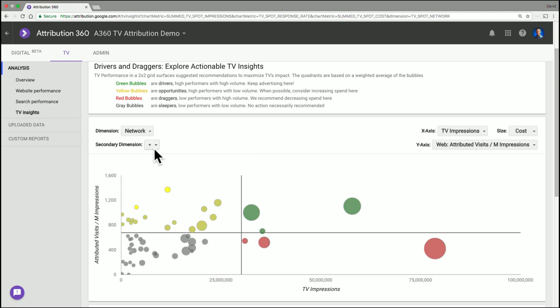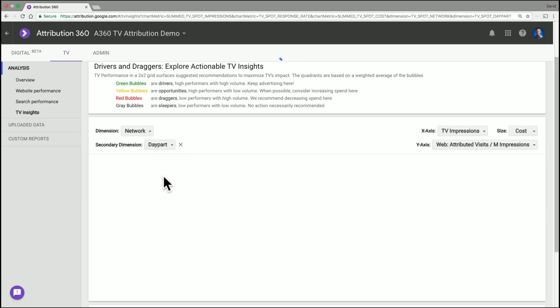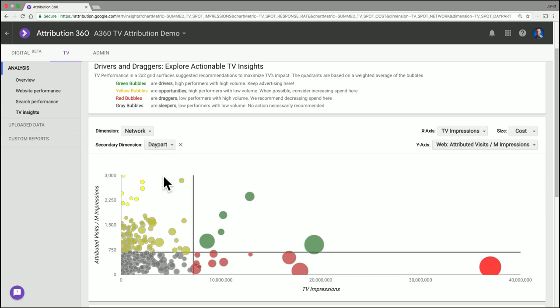So right now I'm looking at networks, but I can look at this in combinations. I want to look at the network day part combination, because that's typically how TV is bought. When I look at this, it's going to give me a lot more bubbles. Let's look at this one right here. I have my NBC network on my early morning day part, and this is doing really well. I have a lot of volume on it, and it's above average, and that's great.